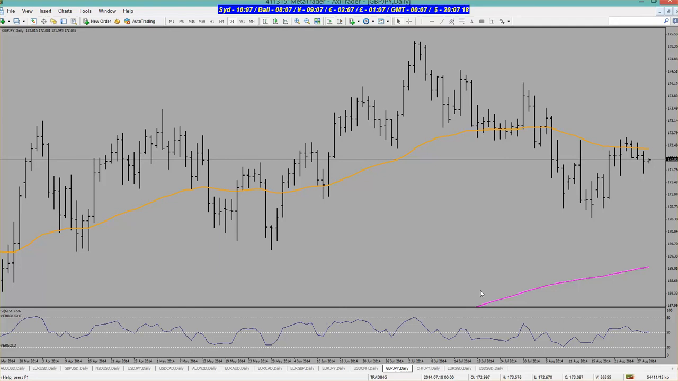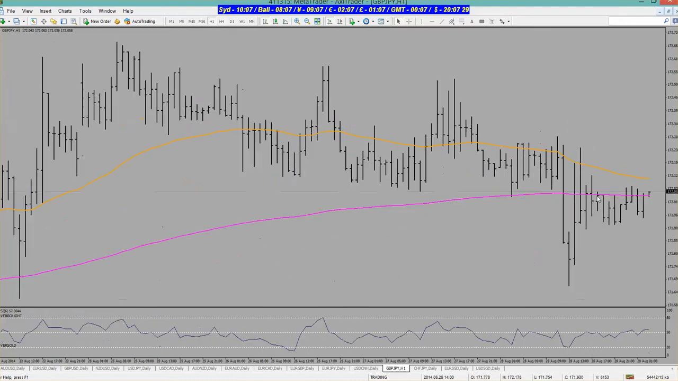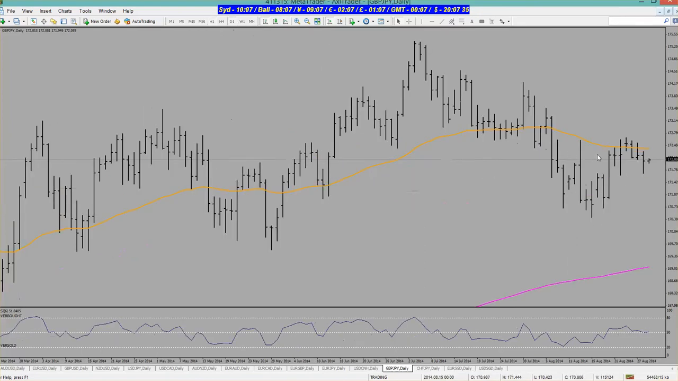However, you might look at it in a 4 hour if you get a cycle underneath it. Or potentially, if you're willing to do it, trade the 1 hour cycle. Yeah, with the daily, we've missed the opportunity.